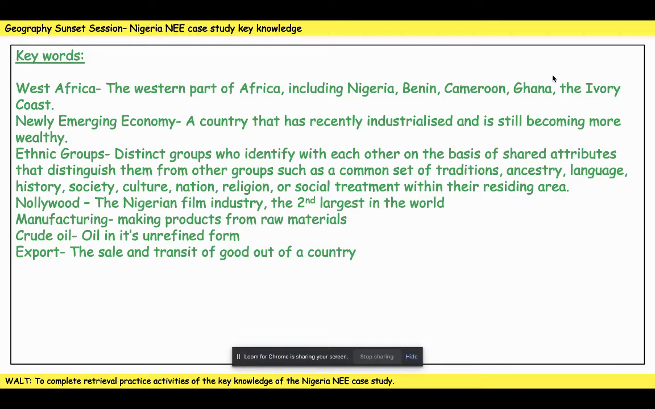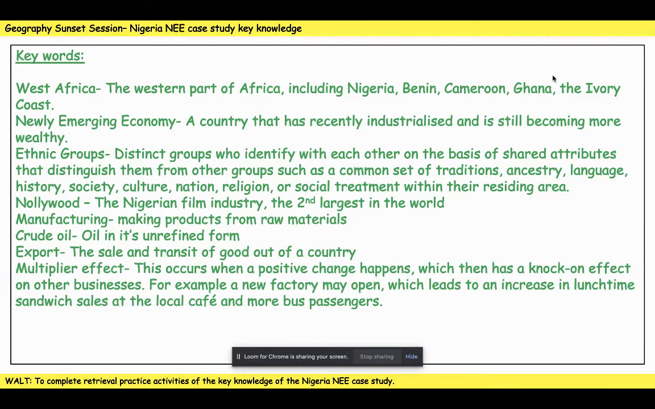Export. So an export is the sale and transit of goods out of a country. That could be physical goods, but it can also be less physical or immaterial things. So things like financial services or telecommunications. So Nigeria has a lot of financial services or people working in financial services in the tertiary and quaternary sector, but also call centers in the service sector as well.